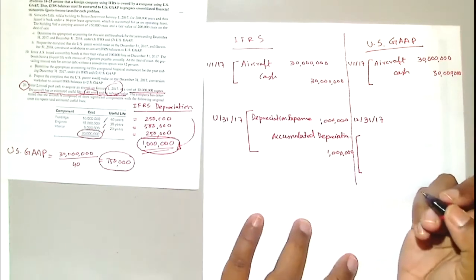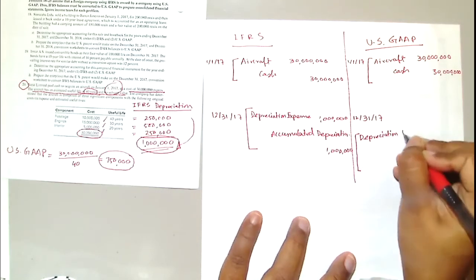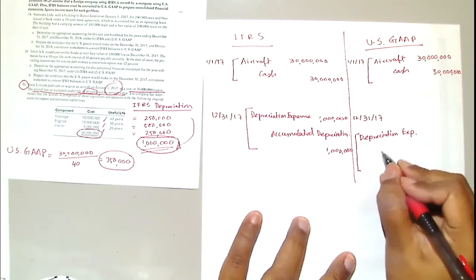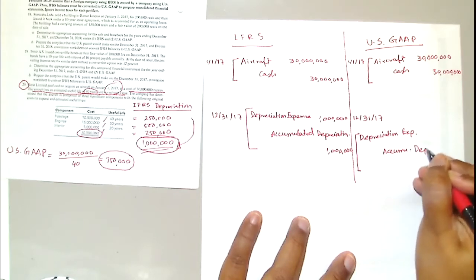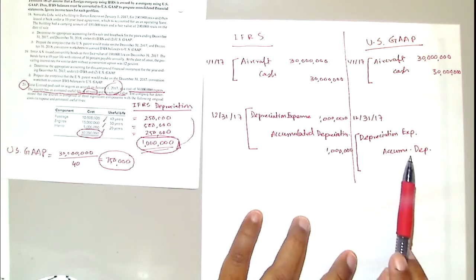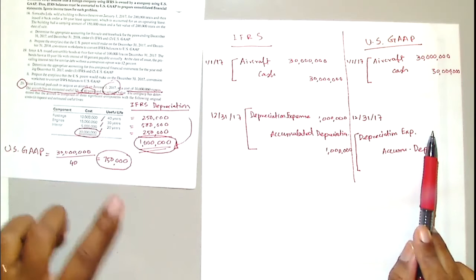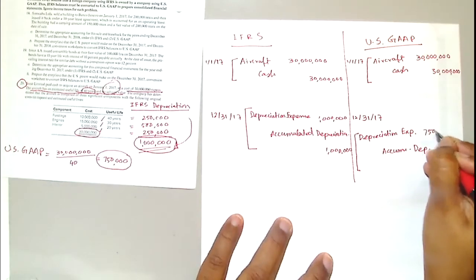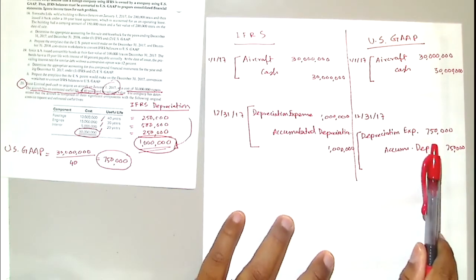So you will debit depreciation expense, that is the standard journal entry, and you will credit accumulated depreciation. So I'm writing in short, accumulated depreciation. Hope you'll understand. So you're gonna debit depreciation expense, you will credit accumulated depreciation. Now who can tell me the number here under US GAAP? 750,000. Right. So now up to this everything is very simple. Only difference here happens under the depreciation and accumulated depreciation expense.